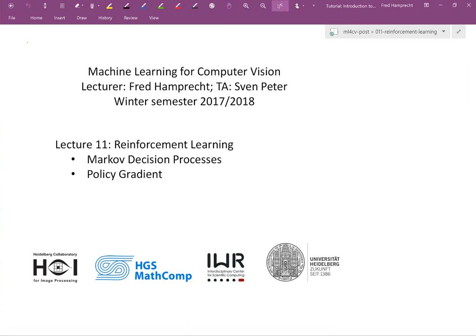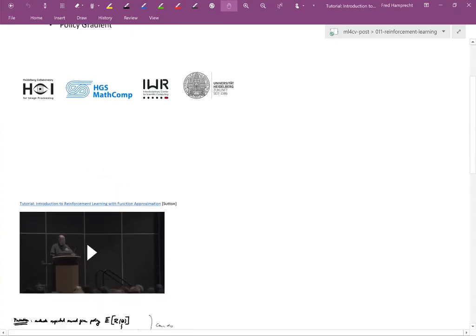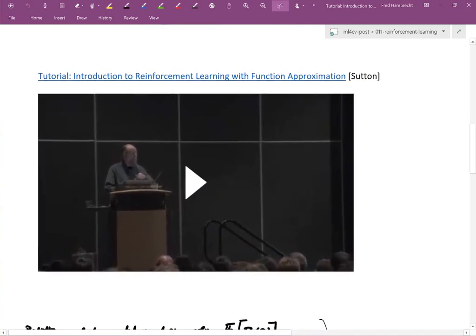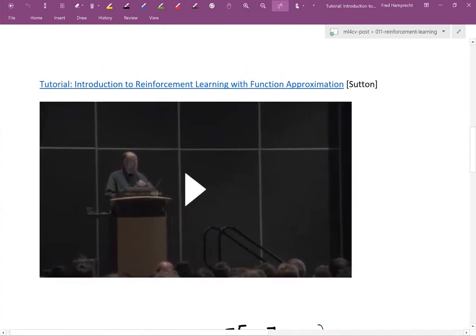So I have a few introductory examples. First, let me speak of the grandmaster himself. So this is Sutton, who has also written one of the most famous textbooks on machine learning. And here he is giving a tutorial on reinforcement learning.